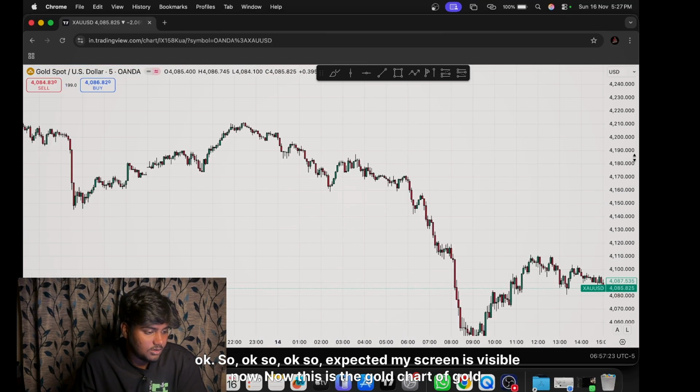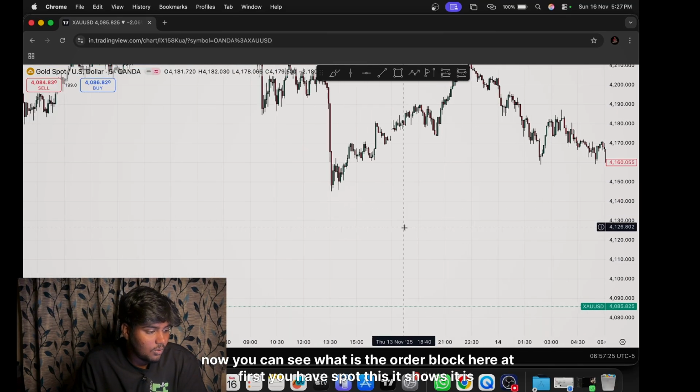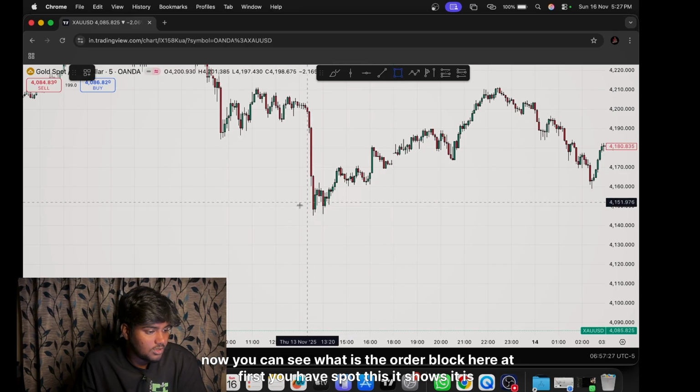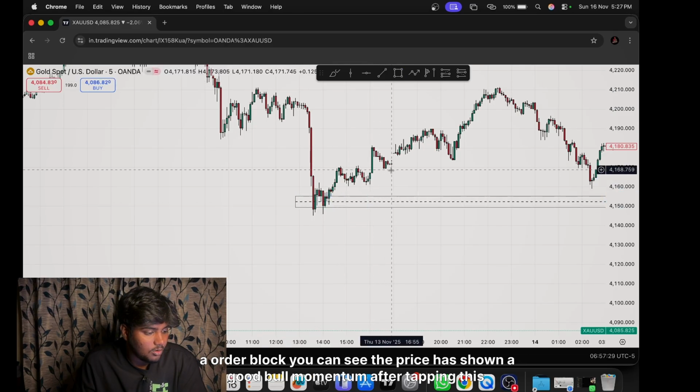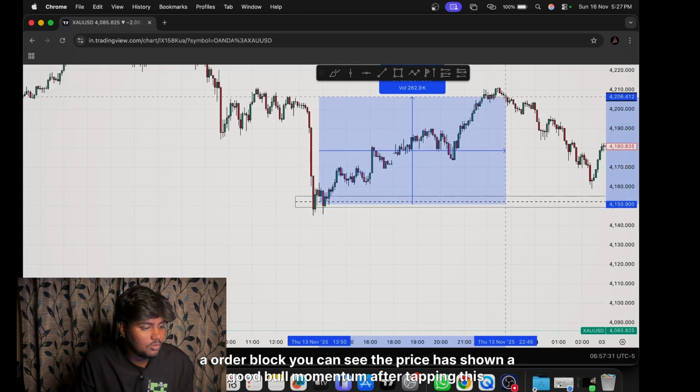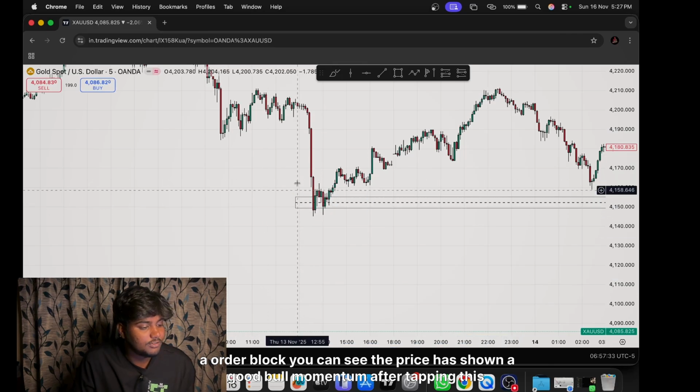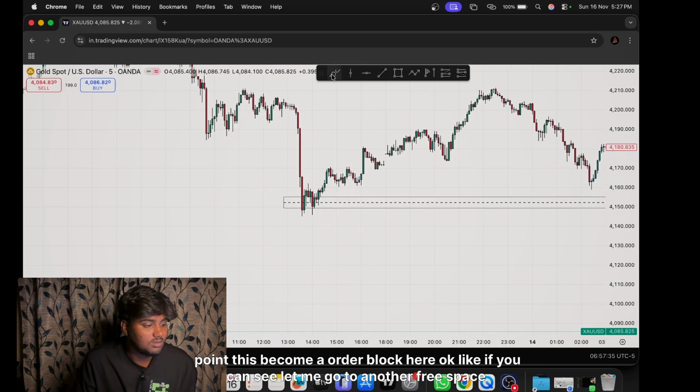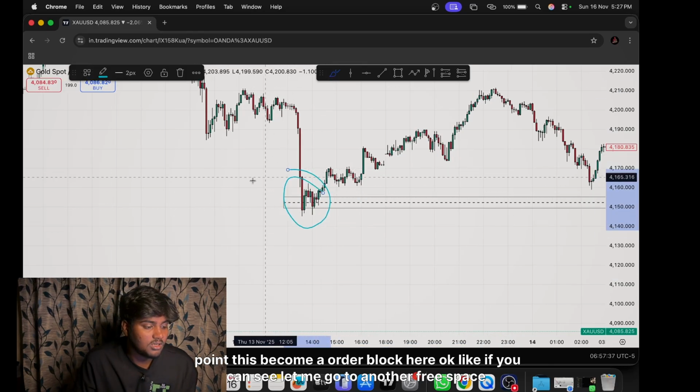Now this is the chart of gold. Now you can see what is the order block here. At first you can spot this, it's an order block. You can see the price has shown a good bull momentum after tapping this point. This became an order block here.